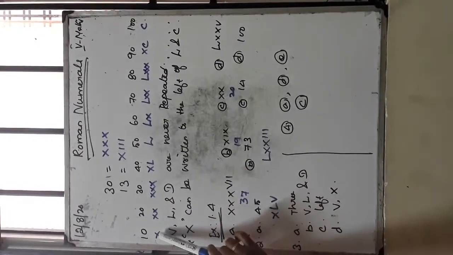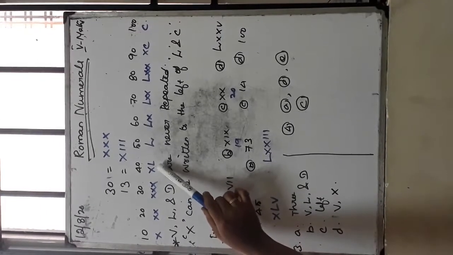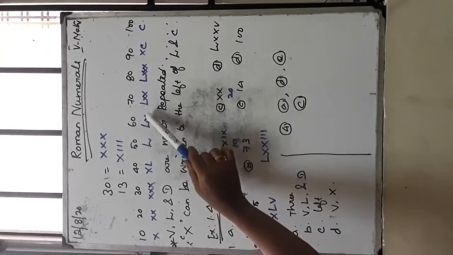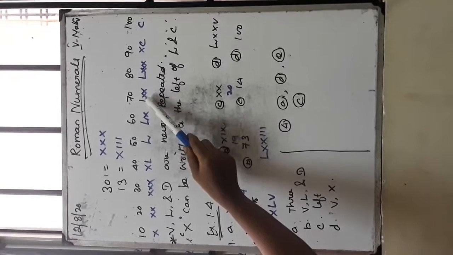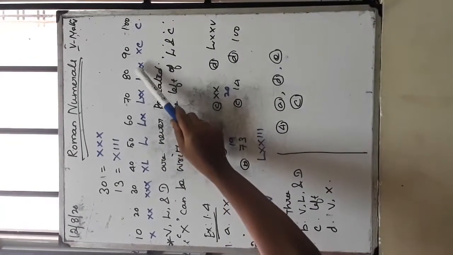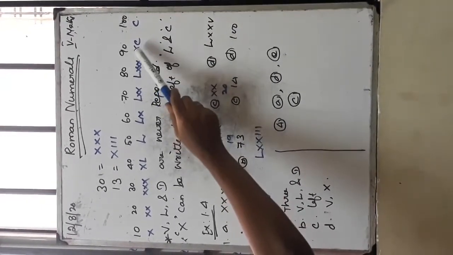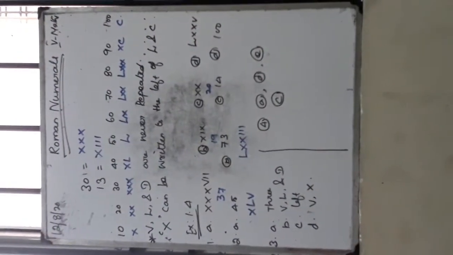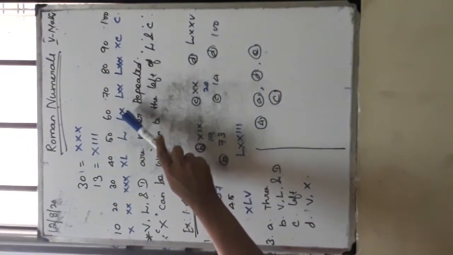How do you write this in Roman numerals? 10, 20, 30, 40, L is 50, LX is 50 plus 10, so 60. Then 70 is here, L means 50, 60, 70, 80. So 90 is XC. You have to write XC as 90. So C is 100. If you want, take this screenshot, it will be useful for you.